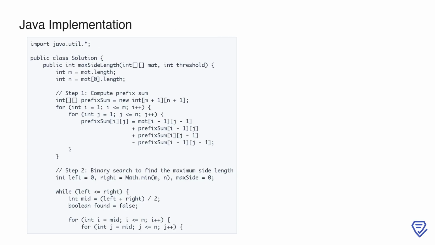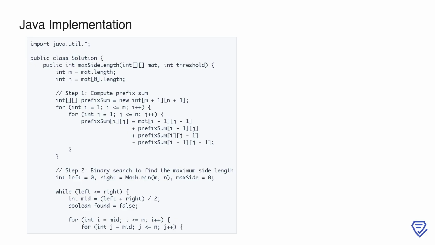In this implementation, we begin by defining a method max side length that takes a 2D matrix mat and a threshold value as inputs. The goal is to determine the maximum side length of a square whose sum of elements does not exceed the given threshold. First, we calculate the dimensions of the matrix M and N, representing the number of rows and columns respectively. Next, we compute the prefix sum for the matrix.